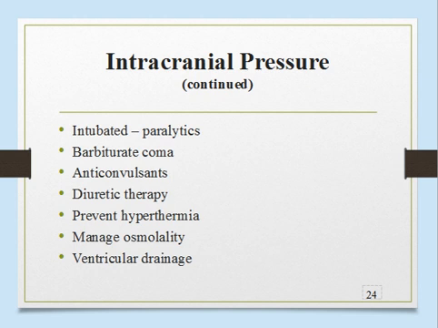If they're intubated, you want to have paralytics. You even may want to keep them in a barbiturate coma, just so the intracranial pressure and the mean arterial pressure are both decreased. Consider diuretic therapy. That decreases the overall fluid volume. You need to prevent hyperthermia. That increases edema. You need to manage the osmolality to make sure the electrolyte balances and the osmolality of the blood stays stable. And consider ventricular drainage, which is a hole or a shunt to reduce some of that fluid or take off some of the pressure.